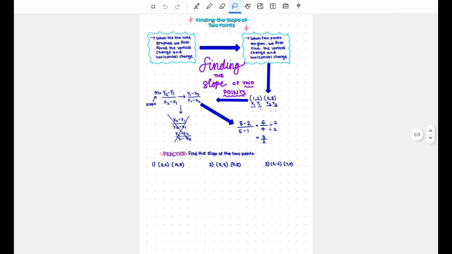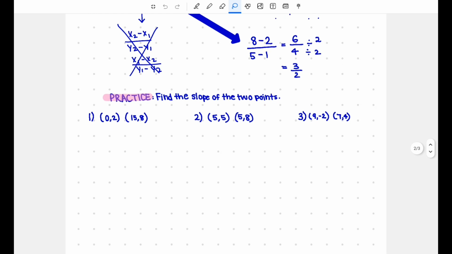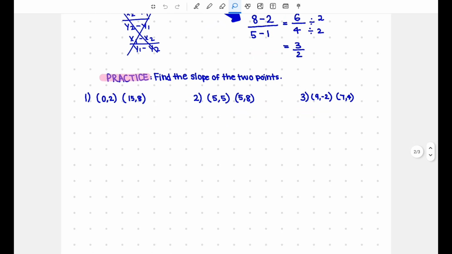And now it's time for practice. So find the slope of the 2 points for all 3 exercises. Pause the video now and start the practice. Also, make sure your answers are fully simplified.